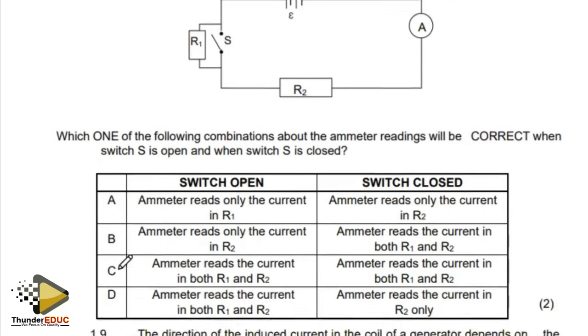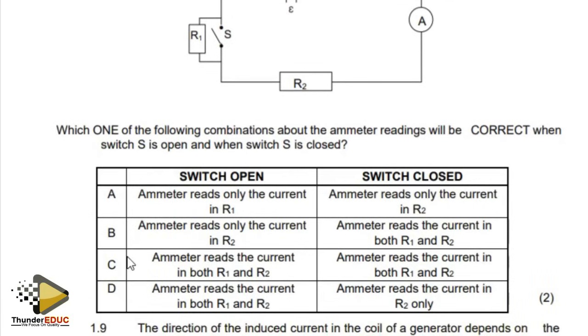Okay, let's look at option A. Ammeter only reads the current in R1. This is wrong, because remember, where the ammeter is located, it's going to read the current of the entire circuit, which means the current that is passing through R1 and R2. I don't even need to, wait a minute. Why am I doing it like that?